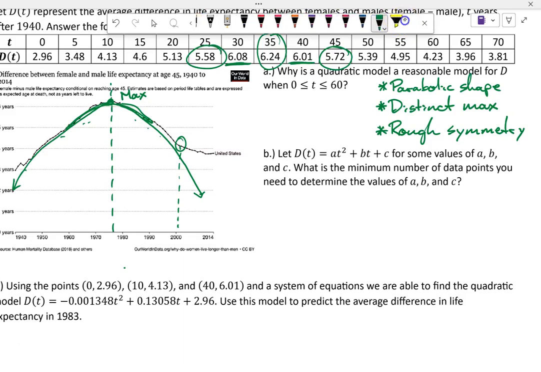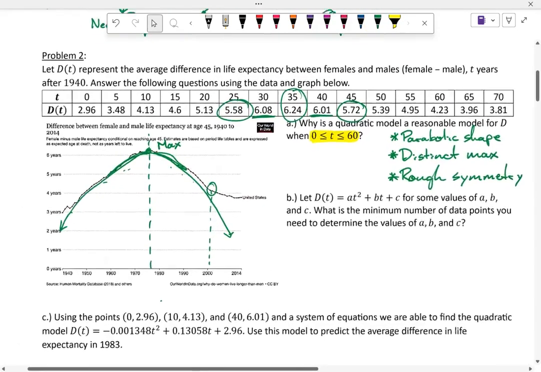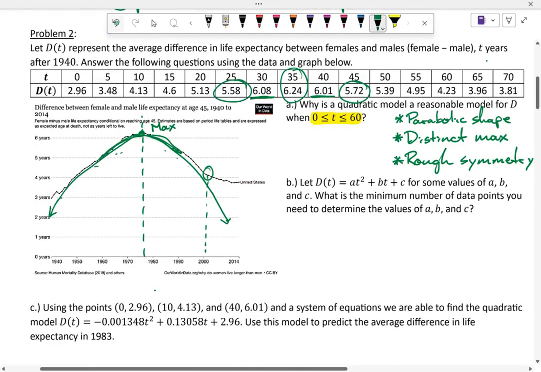Now it says, let's look back at this right here. It said a good reasonable model for 0 to 60. What is that in the years? Let's go back and see. What does it say our t is? Let's underline this. T is years from what? After 1940. So what would 0 be? 1940. What would 60 be? 2000. Does that make sense? 60 years after 1940? Yeah, that's 2000.